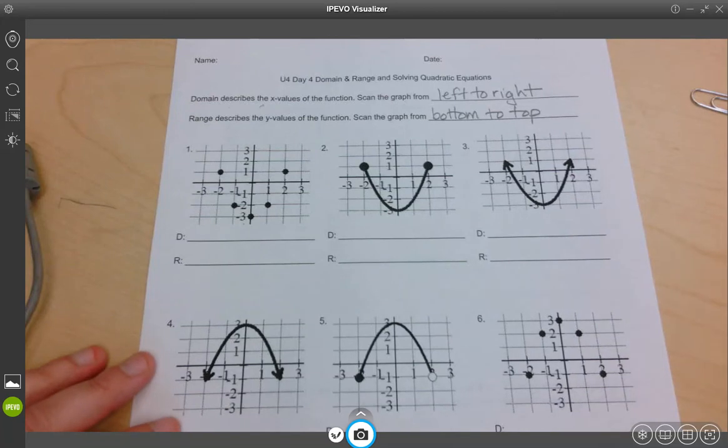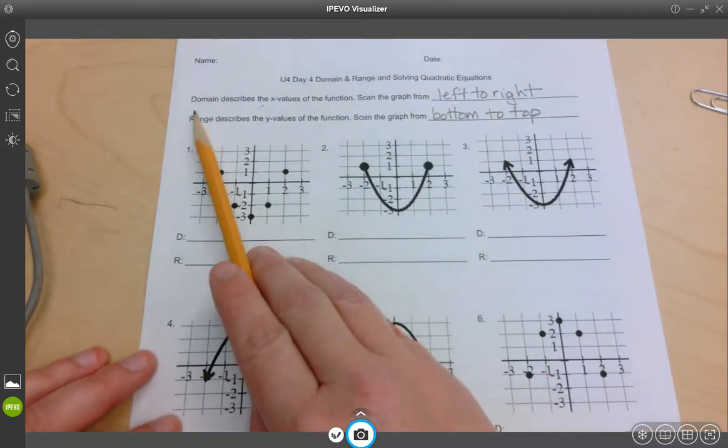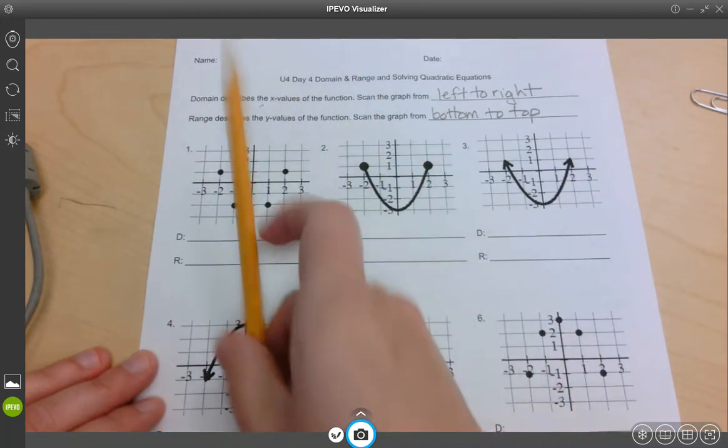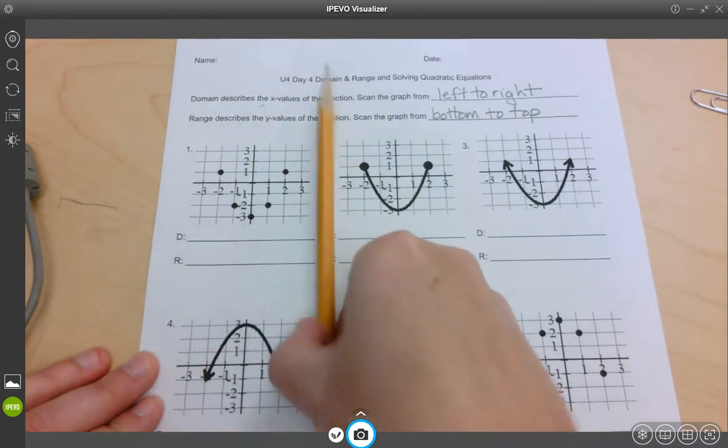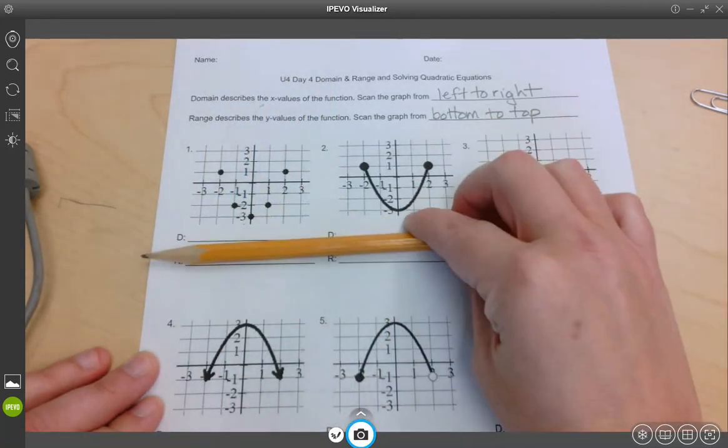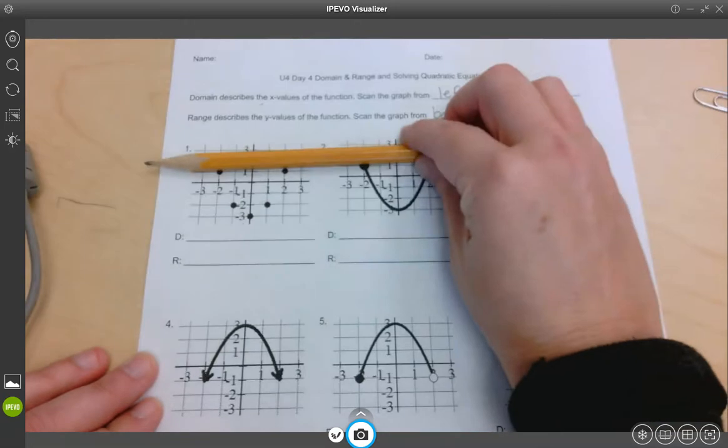Just repeat that. So when you're finding the domain, you're looking for the x values and you're scanning the graph from the left to the right. The range is the y values. You are scanning the graph from the bottom to the top.